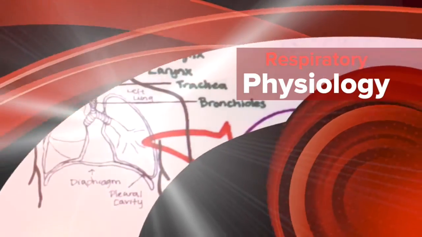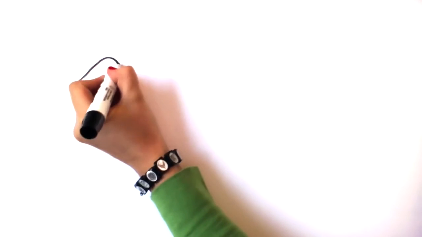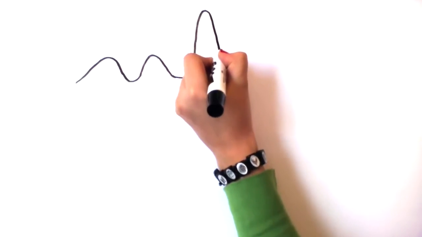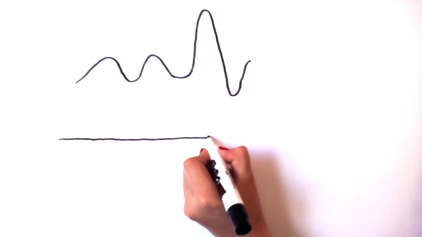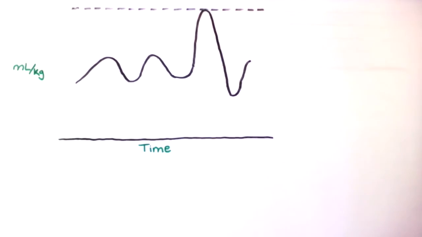Today we're going to continue our discussion of respiratory physiology. In the previous video we talked about lung volumes and capacities. Today we're going to take a closer look at them. As we mentioned previously, lung volumes and capacity is measured by spirometry.